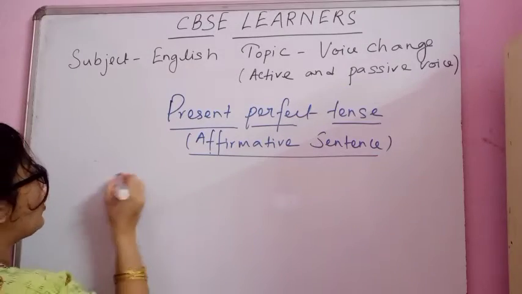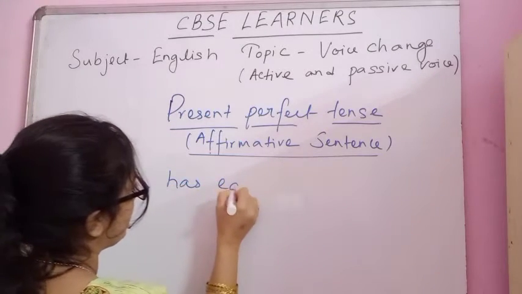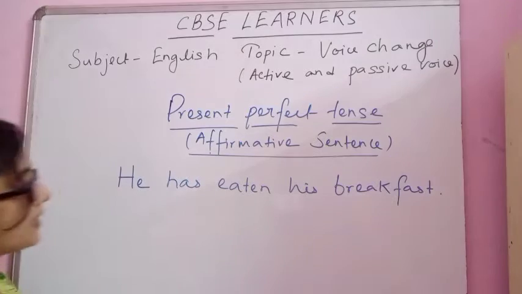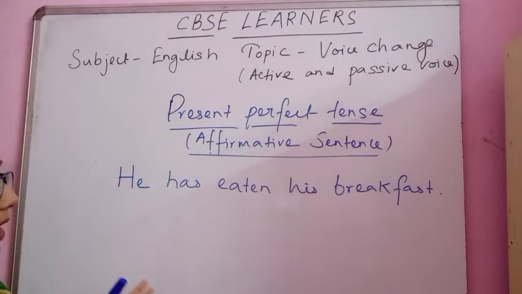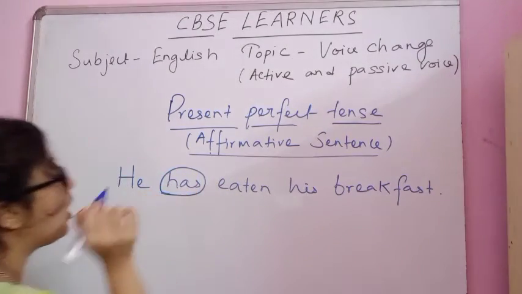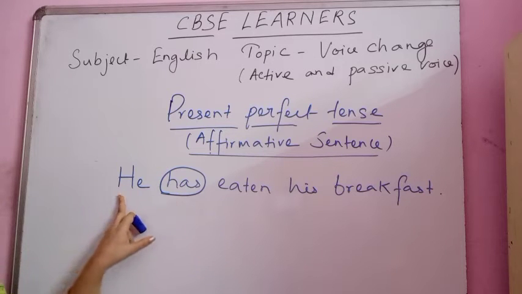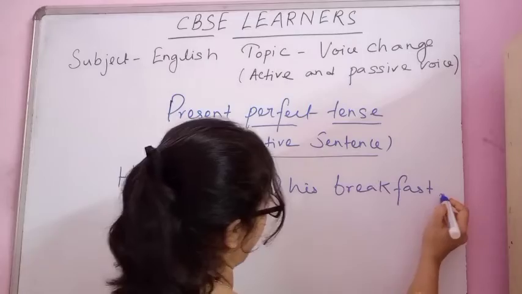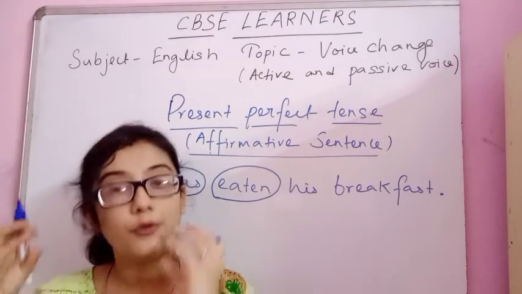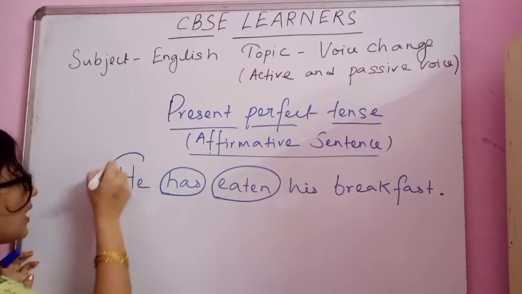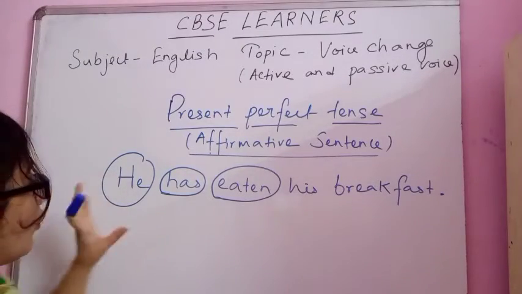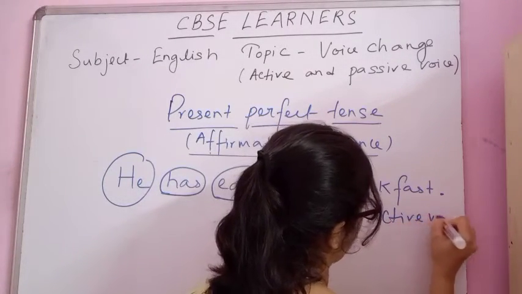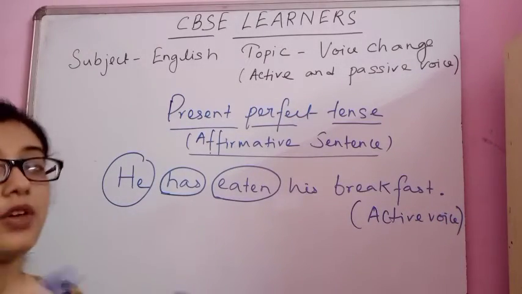It's a statement. So, we can take: he has eaten his breakfast. See here, this is one of the examples of present perfect tense. We can see the auxiliary verb has. Why is it has? Because here we are using the third person singular he. So, he has eaten, this is the past participle form of the verb, and his breakfast. In case of active voice, the focus will always be on the subject. Here the subject is he. So this sentence is in active voice, or you can say the voice of the verb is active.